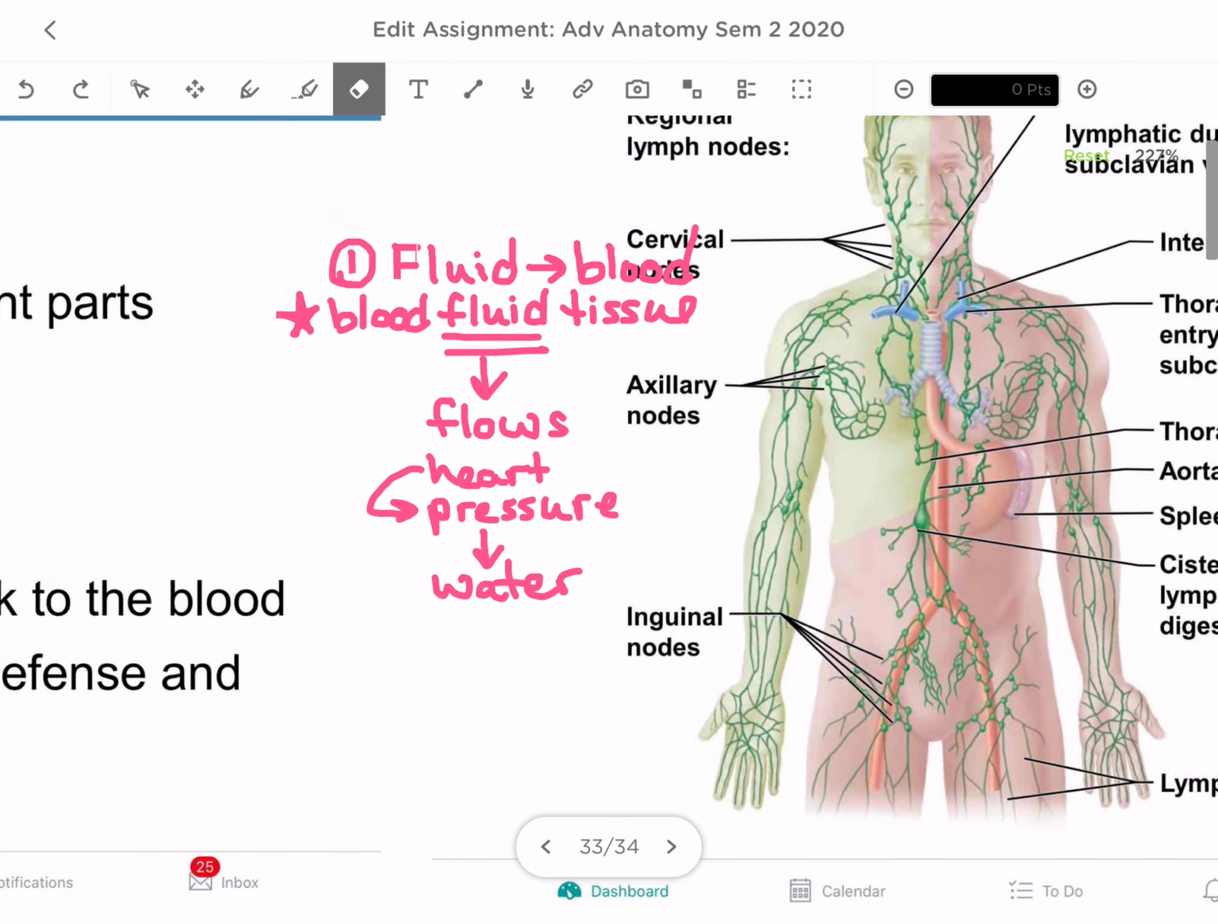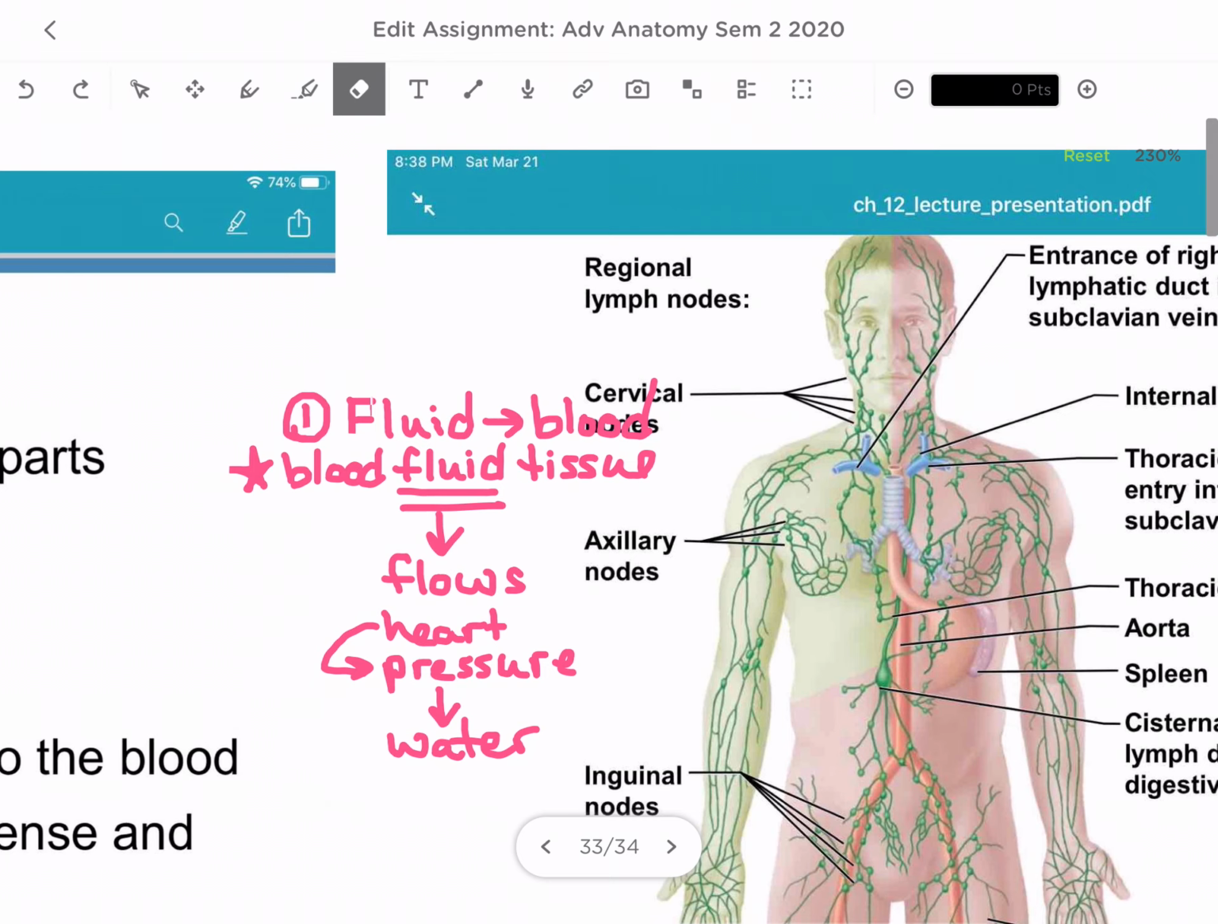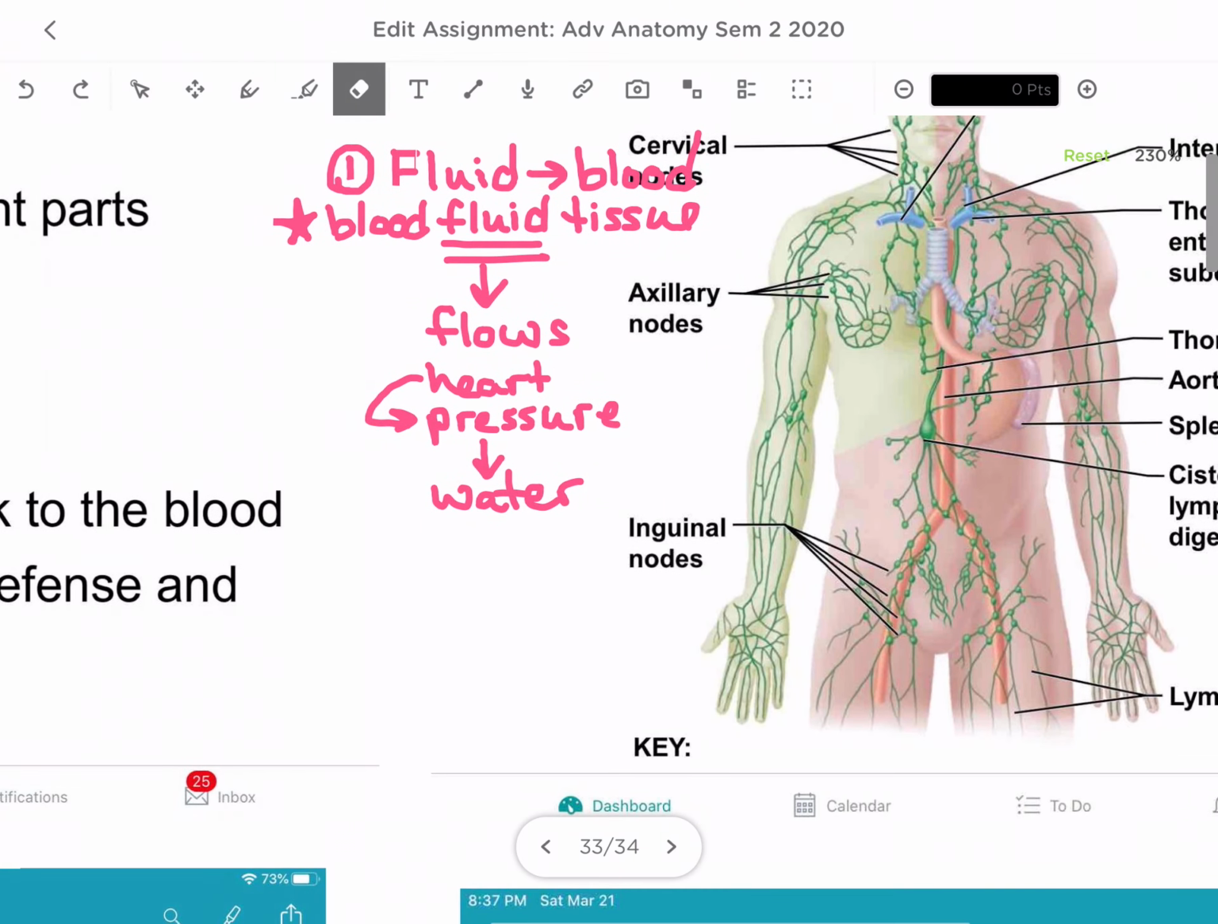So the lymphatic system returns fluid to the blood. The secondary function, and this is something that's really important right now, is immunity. The secondary function of the lymphatic system is immunity.